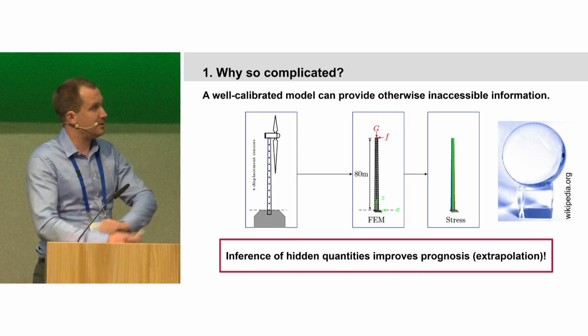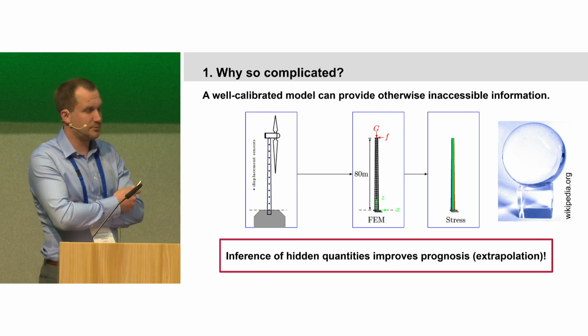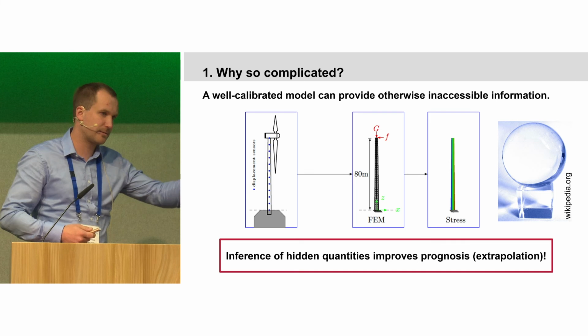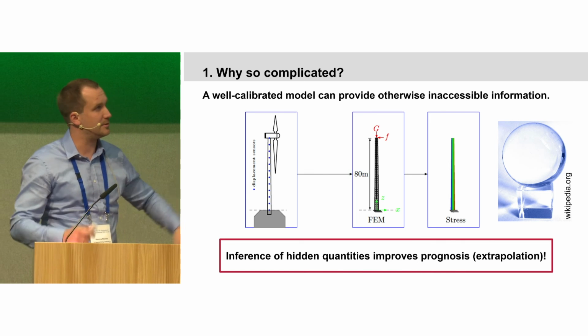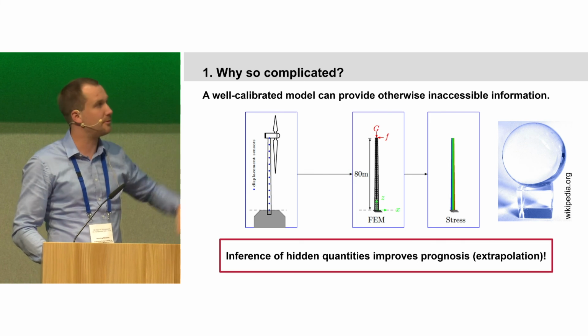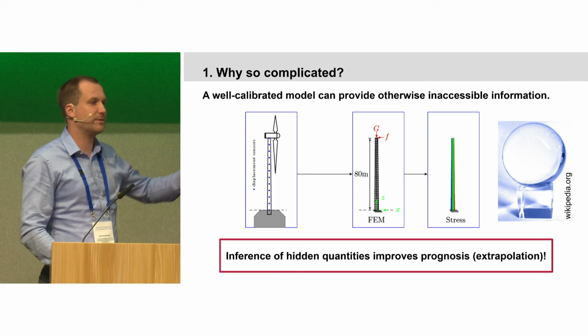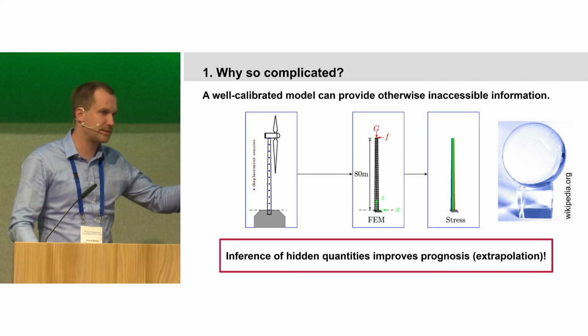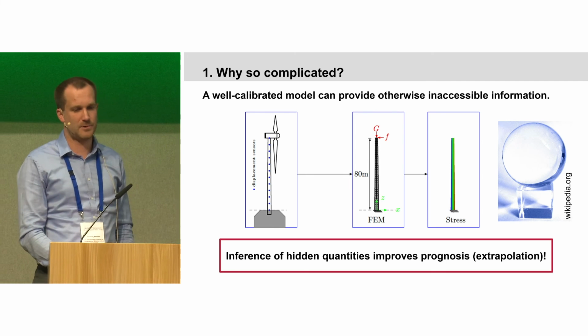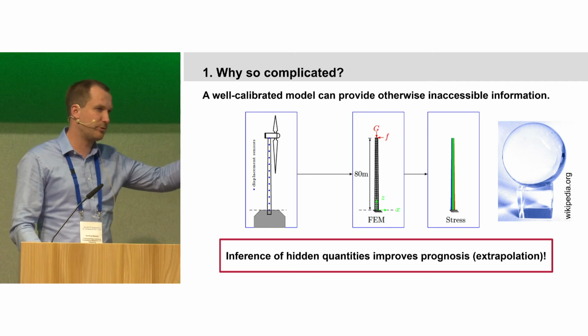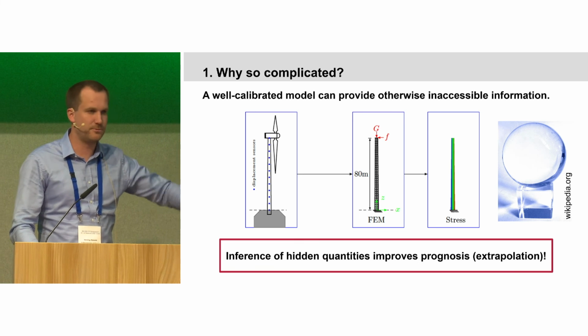So the inference of hidden quantities can improve our prognosis. It can help us with extrapolation of our material behavior in time, and avoids the look into the crystal glass, and it can support experts in decision making. Yeah? So it will not replace an expert, it will just give further information to the expert.